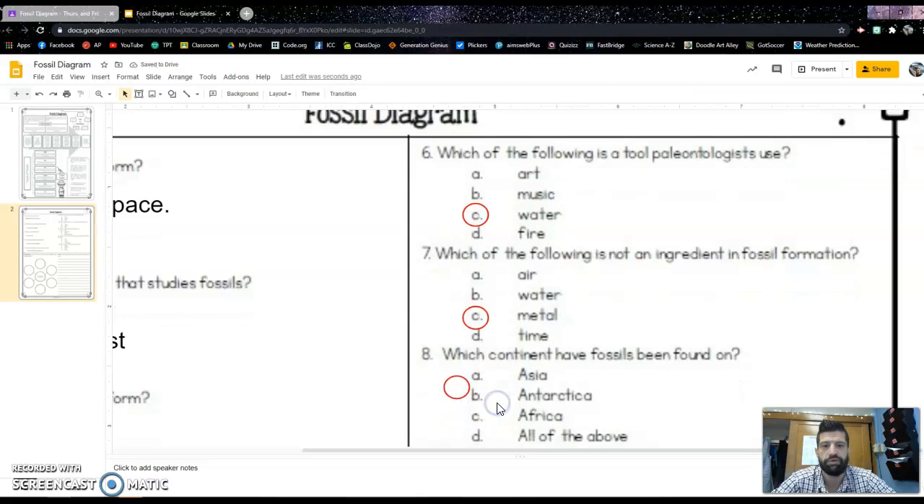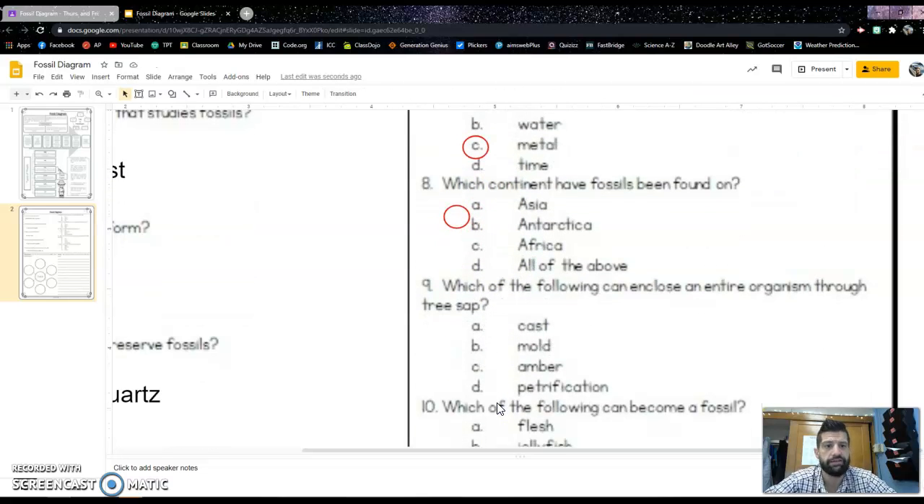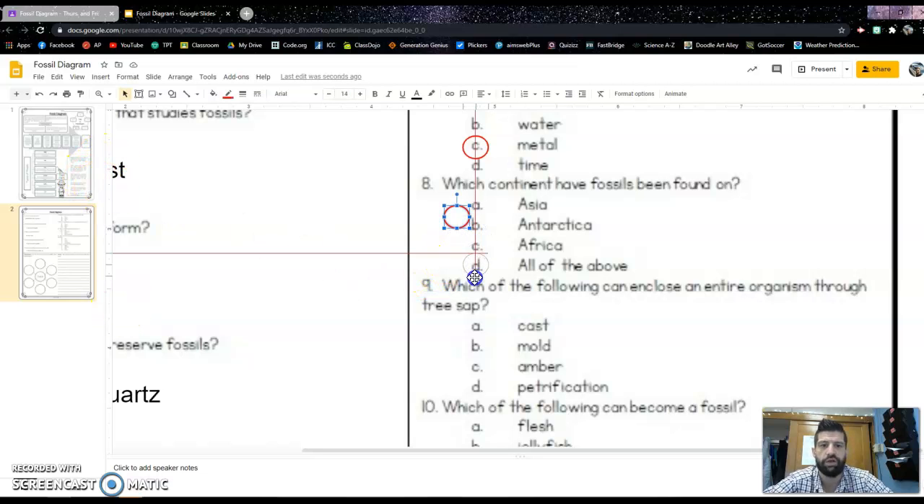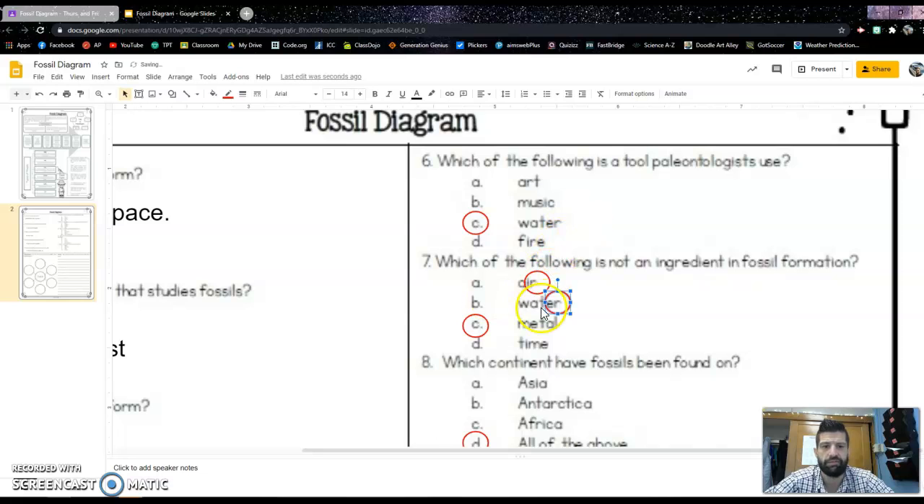Settle down there, computer. Which continent have fossils been found on? Asia, Antarctica, Africa, or all of the above? That was the very, very last thing on the page. You should see, if you looked it up, was, boom, all of the above. Again, we're going to paste. I'm going to paste 2 of them because we have 2 more of these questions, and I'm just going to drag them down here so they're ready to go.